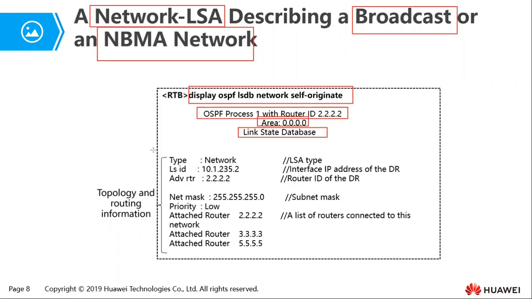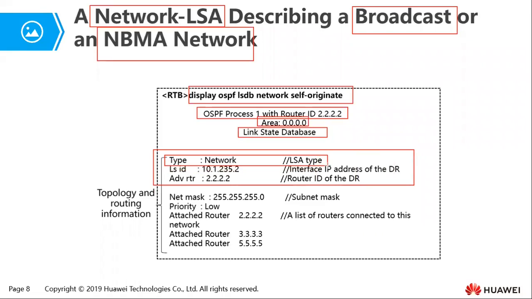So the first part is the header, the LSA header. So the type, the LSA type. Here it's going to indicate type 2. The LSID here indicates the interface IP address of the designated router. Then the advertising router is used to indicate the router ID of the DR. So that's the first part.